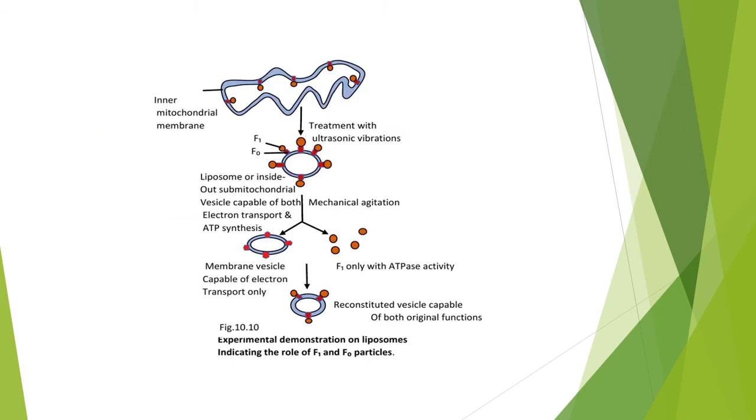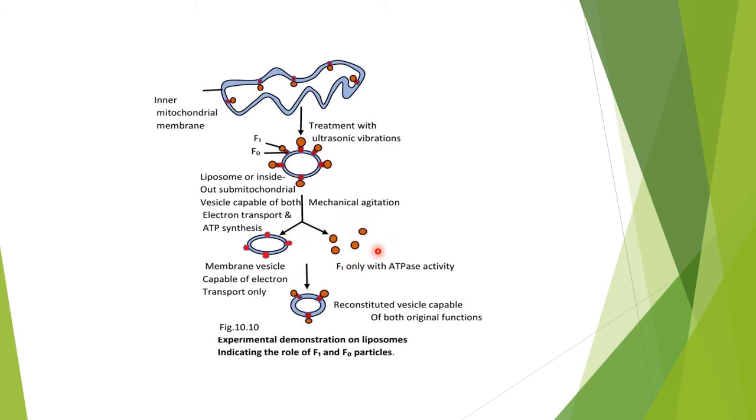Let us see it. This is an inner mitochondrial membrane. Treatment with ultrasonic vibrations causes a disruption here and it forms this way. Elementary particles F1, F0 and F1 remain on the outside of it. So these are inside-out submitochondrial vesicles, capable of both electron transport and ATP synthesis. Now, this is subjected to mechanical agitation. So there is a membrane-bound F0 particle and there are separate F1.